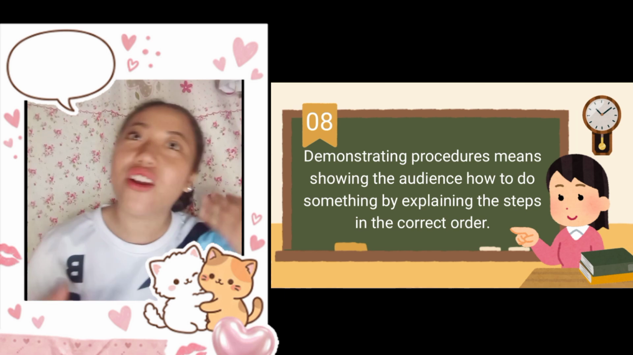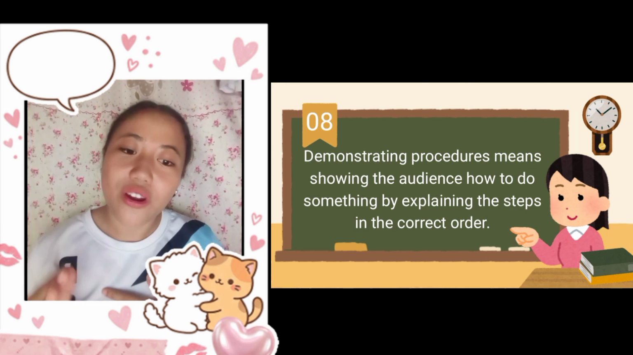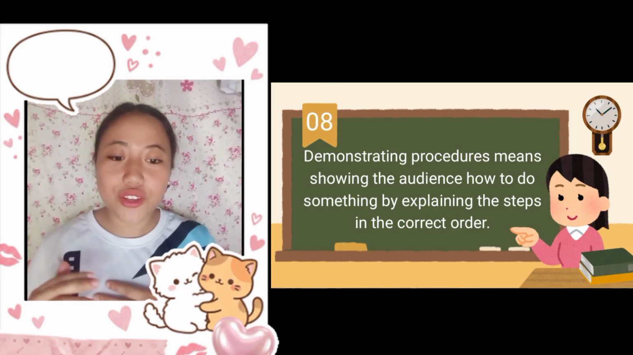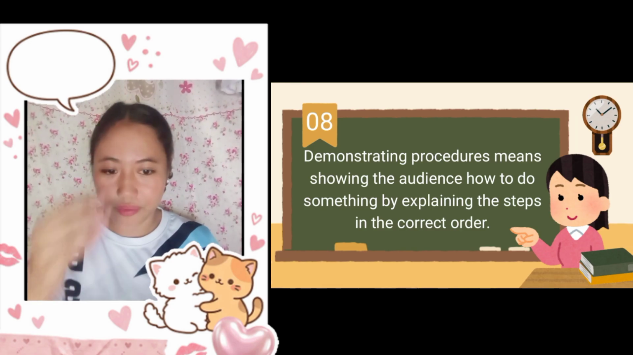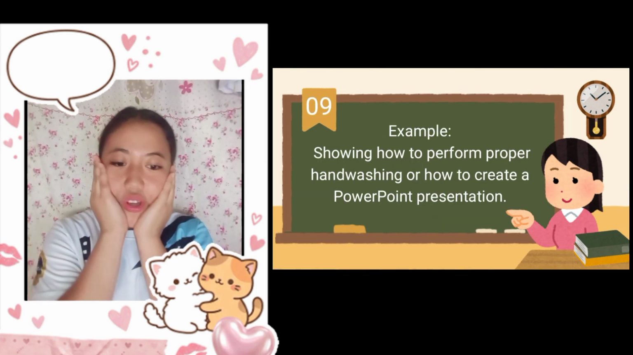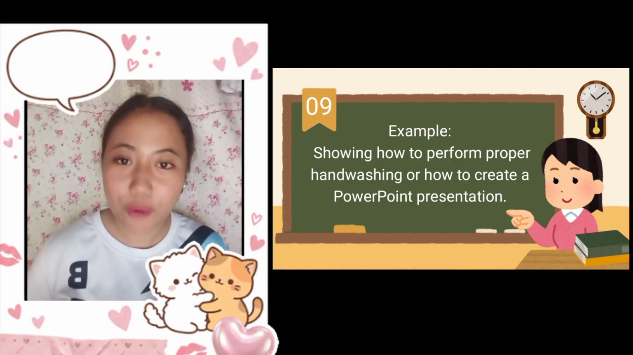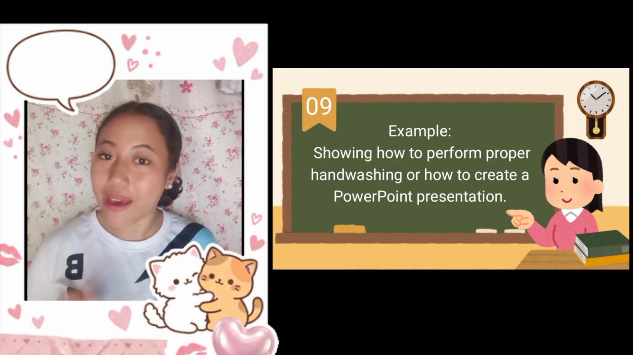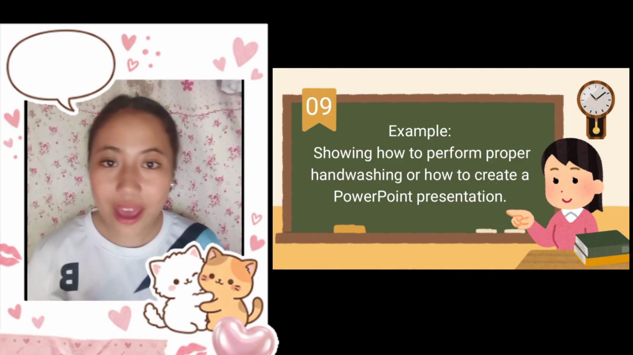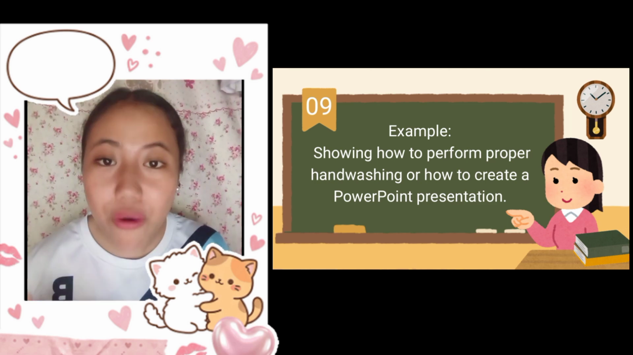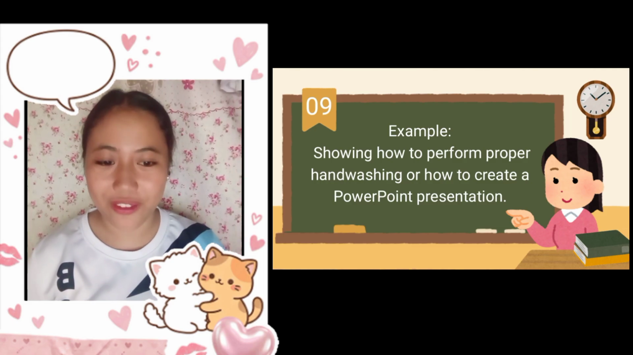For example, I explain the concept of becoming a future leader. If you're going to discuss that, you should have procedures on how to become a future leader. Example, showing how to perform proper hand washing or how to create a PowerPoint. By giving them step-by-step procedures, or allowing them to see the steps to do a PowerPoint presentation, they can easily understand the steps you give to them.